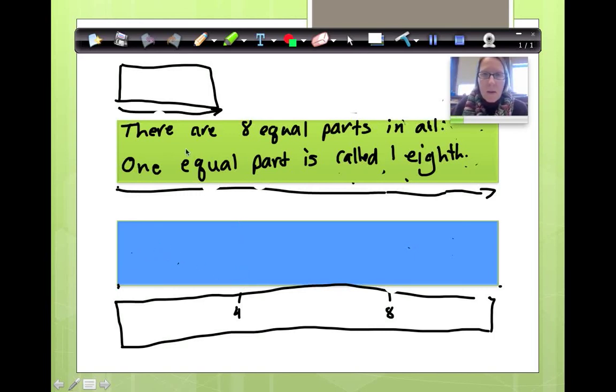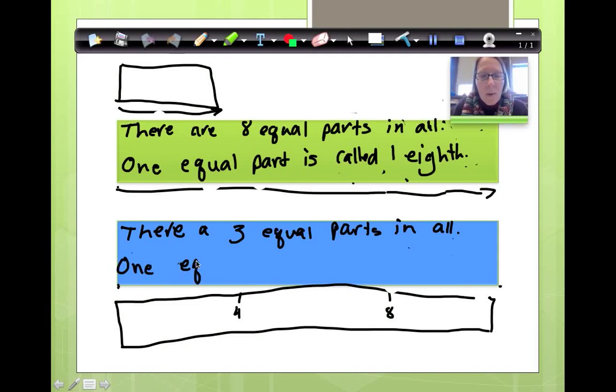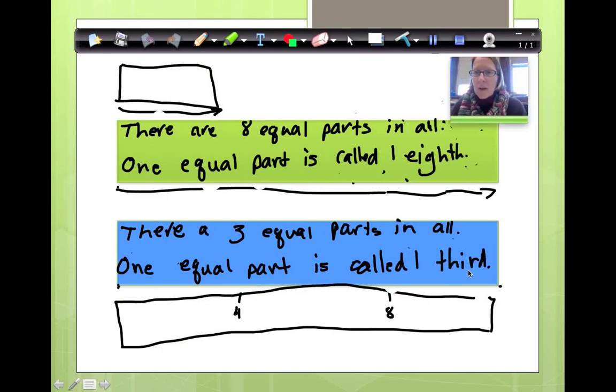Okay, now this is the back of your 3rd fraction strip, and we write, there are 3 equal parts in all, period. 1 equal part is called 1/3. Period. Good. That leaves us with only one more fraction strip, right?